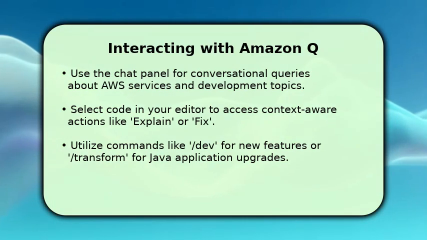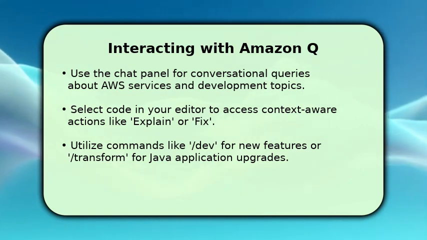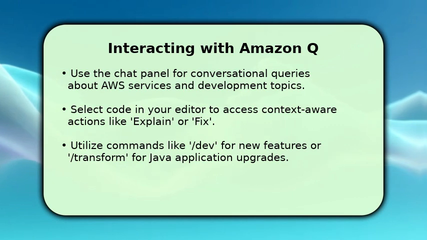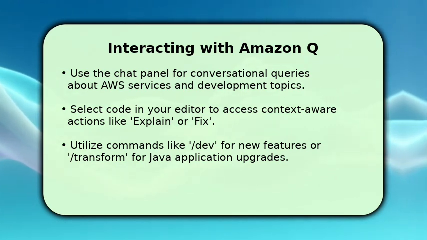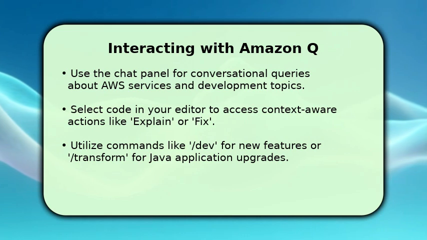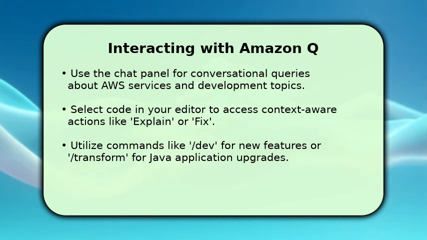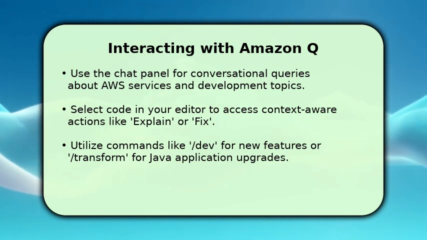You can interact with Amazon Q in several intuitive ways. The dedicated chat panel allows for conversational queries, providing expert guidance on AWS and general development. For direct code assistance, simply select a code block in your editor. A right-click reveals options to explain, refactor, or fix the code.